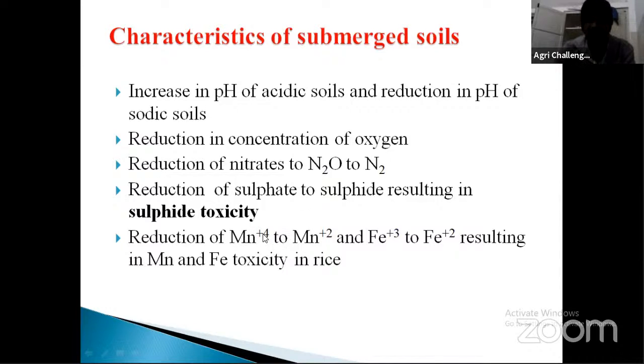Here normally manganese will be present in the form of Mn+4 and iron in the form of Fe+3, that is the ferric form. In submerged soils both will be reduced to Mn+2 and Fe+2, but up to a certain limit this Mn+2 and Fe+2 are favorable for the rice crop, because rice takes iron and manganese in the form of Fe+2 and Mn+2. But if they exceed a certain limit, it might result in manganese toxicity and iron toxicity in the rice crop, which is harmful.